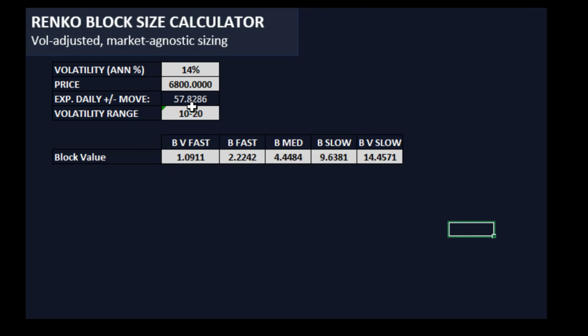We can also see there that it's calculated an expected daily move range for the S&P 500. So on any given day at the moment, at those levels, we could be expecting $57 plus or minus in either direction. That can also help you when you're setting your stops. And again, according to your strategy, if it's longer term, you might want a multiple of that. If you're day trading or scalping, maybe a divisor of that.